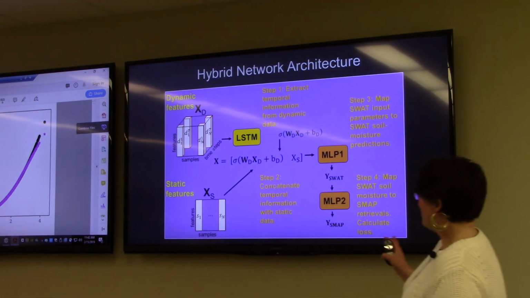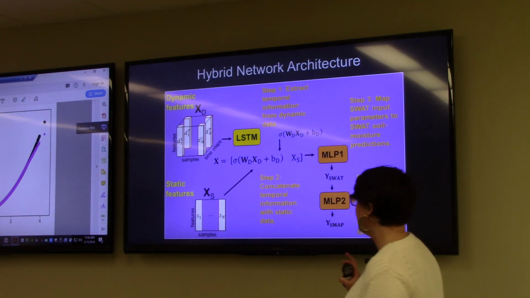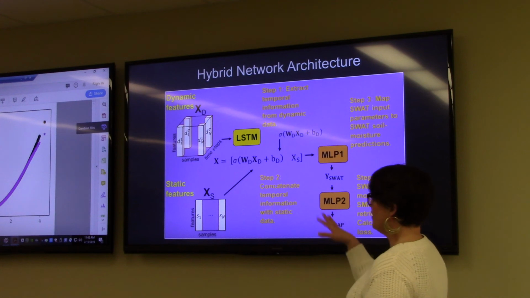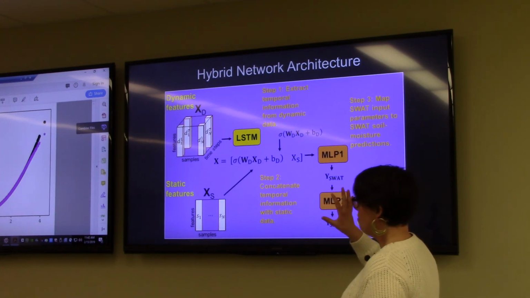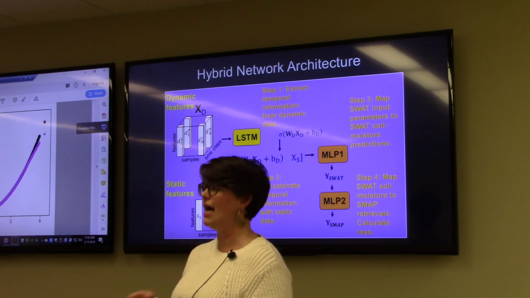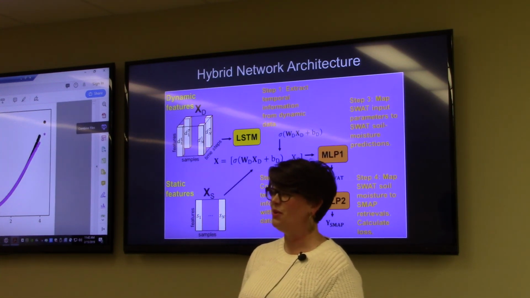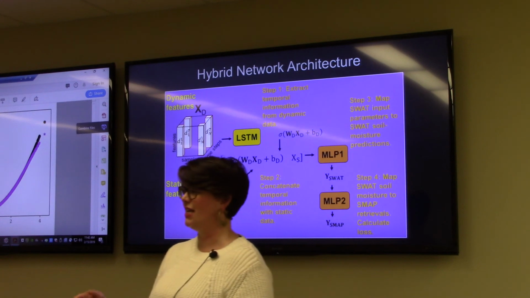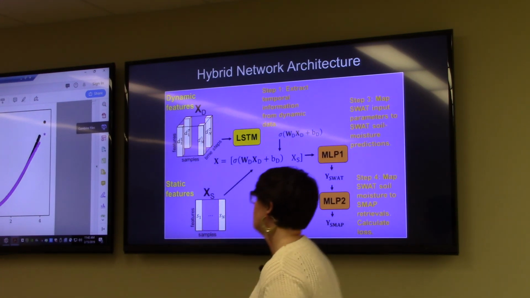So I've created, this is maybe actually a little bit out of date, but this is an overall picture of what my network architecture looks like. And I call this a hybrid architecture because I'm using both an LSTM and a multi-layer perceptron, or MLP, right?